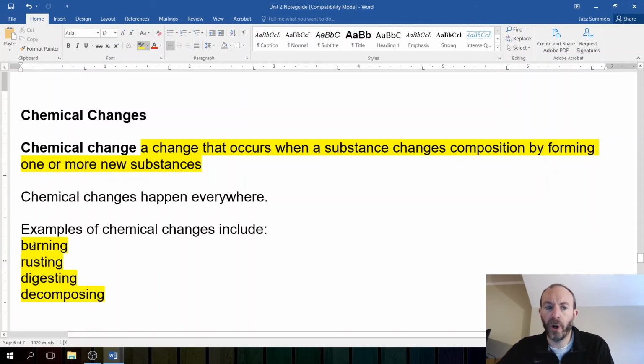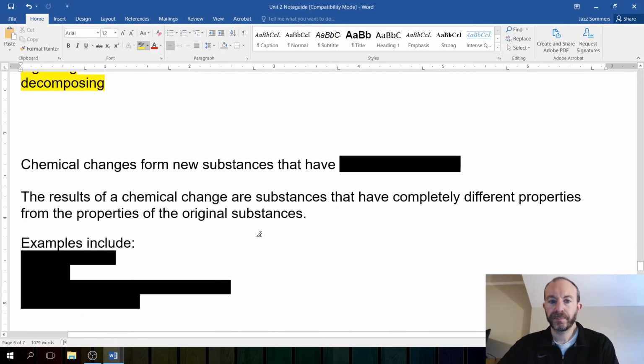Anything you burn. Right now, my daughter's having a fire outside with a friend. So those burning logs, you can't get those logs back. That's a good example of chemical change. Rusting metal, can't get the metal back. That's a chemical change. Digesting food, obviously you don't get the food back the way that it went in. And then decomposing anything. All those are chemical changes.